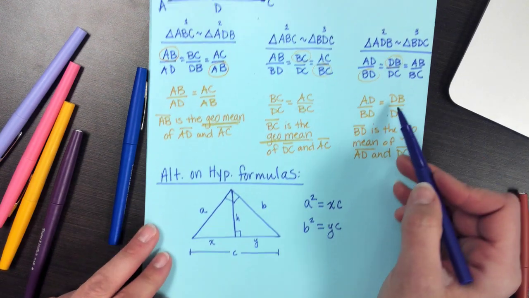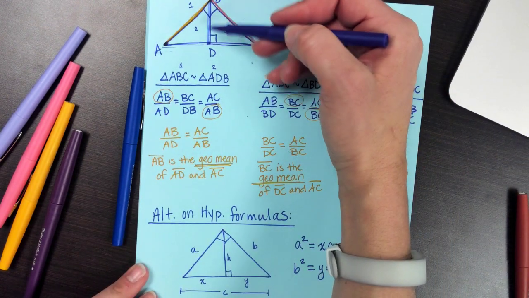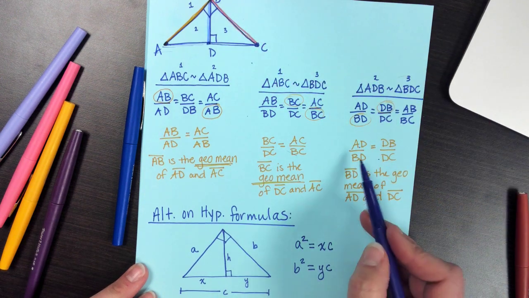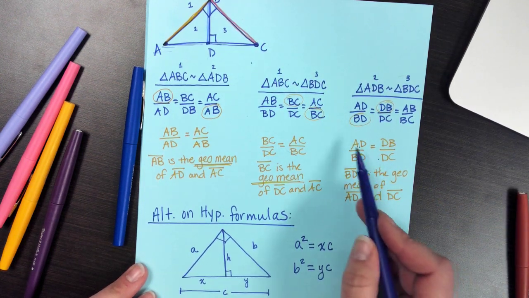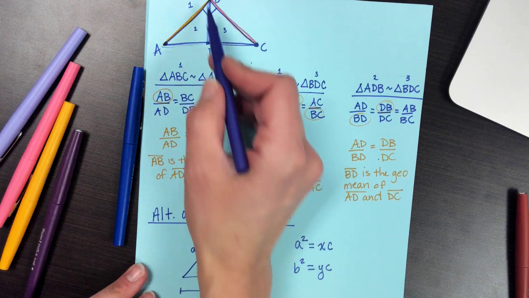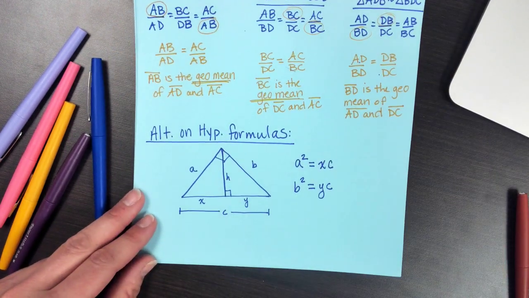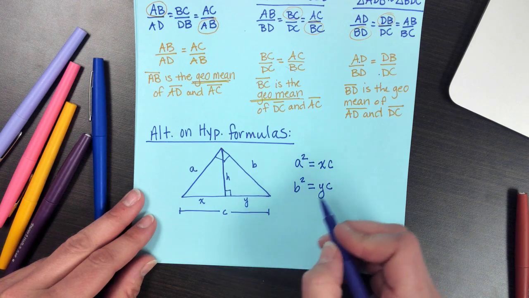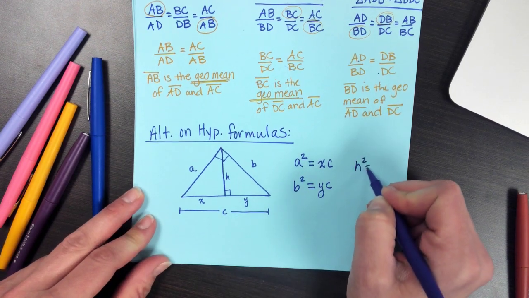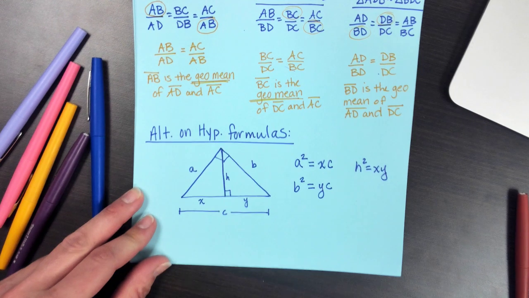Now the last one said BD, and we talked about that guy was right down the middle. We looked at what it should cross multiply with, and that's the AD and the DC, so it was short, short. So what letter does that correspond with down here? Perfect. H squared equals XY.